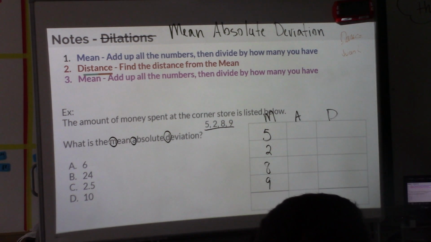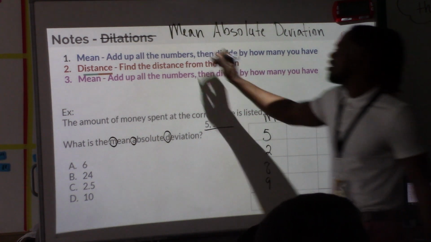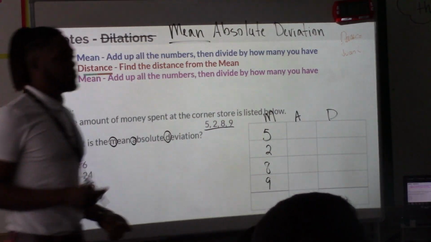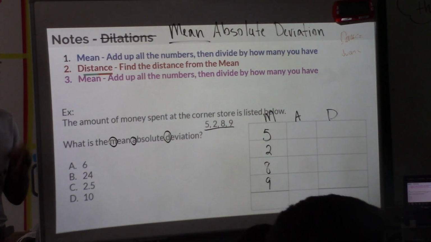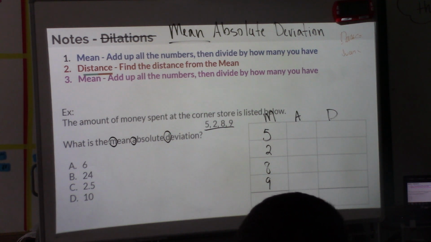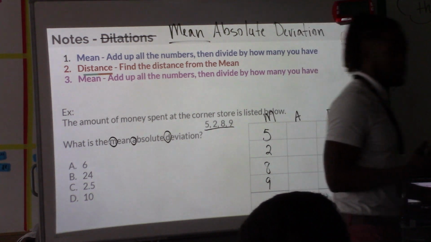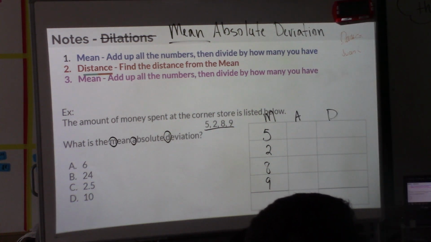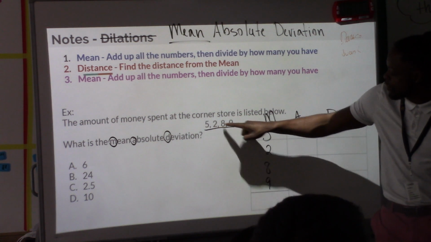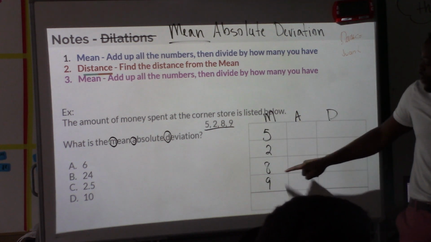Okay? And now, does anybody know what the word mean means? The average. So we're trying to find the average of something. We have to find two separate averages as we walk through this, and I'll show you that. The first average is of the numbers that we have. Okay? So we have 4 different numbers.